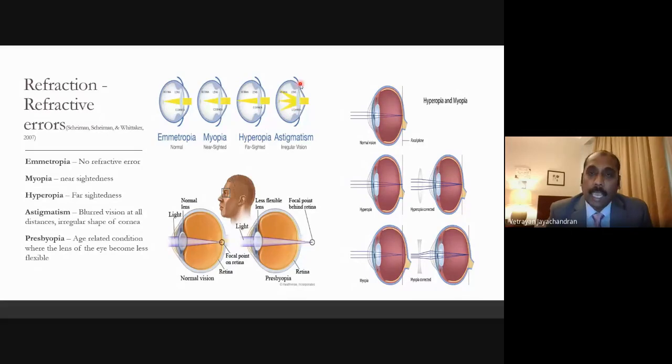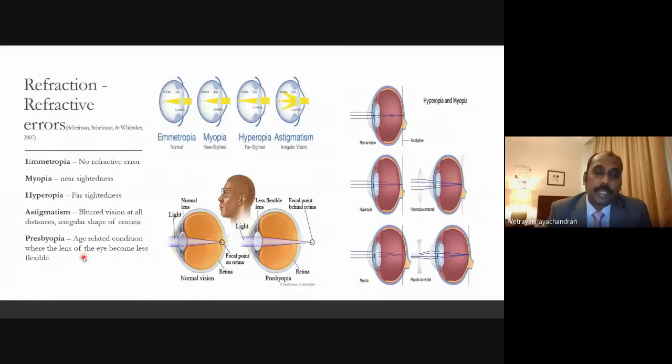This mainly happens because the eyeball is losing its shape, or the cornea has lost its shape. So the cornea cannot focus images. Do you remember I mentioned in the anatomy, the cornea is the structure which focuses the images. Because the shape of the cornea is getting changed, it cannot take the images appropriately and give them to the retina. So this is called astigmatism.